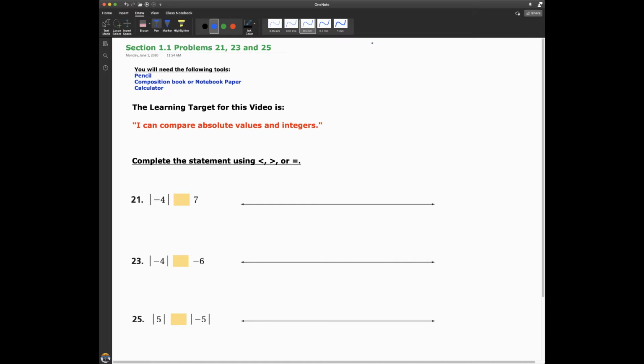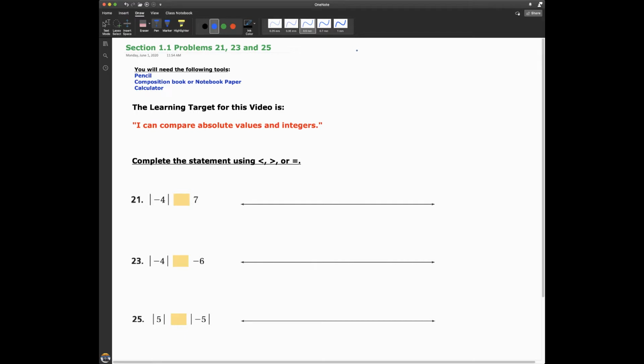Hello, it's Mr. Odom, and we are going to work out some problems from section 1.1, problems 21, 23, and 25. You need a pencil, composition book, or notebook paper. You don't need them both. You don't really need a calculator, but if you have one, you can have it handy. You don't need it for this, though.